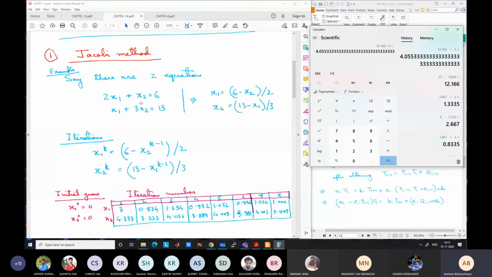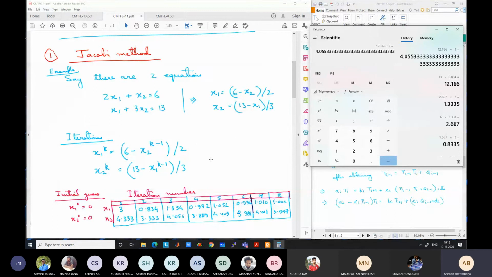Means if I solve the equation directly, I will get the correct value. So 1 and 4. 1 and 4 are the correct values, right? If x1 is 1 and x2 is 4, then 2 plus 4 is 6 and 1 plus 12 is 13. So correct values are 1 and 4. So we have reached somewhere near that value. It can again deviate slightly, based on the previous calculation, but it will remain within a very small tolerance limit. Ultimately, it has converged to very near 1 and 4.